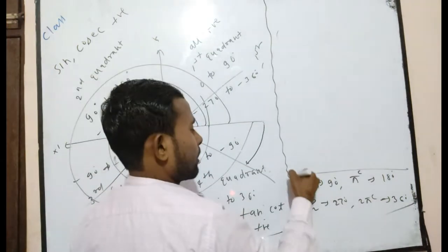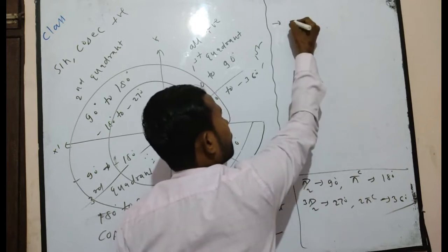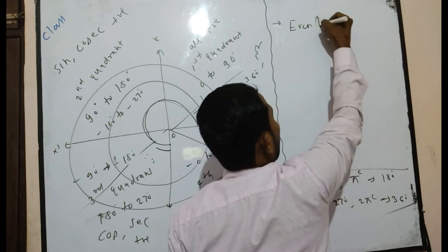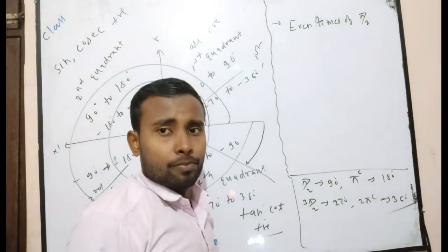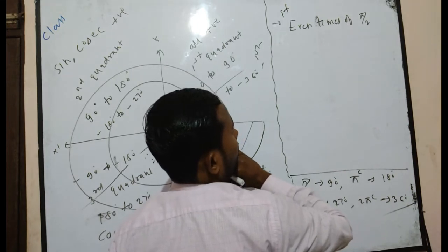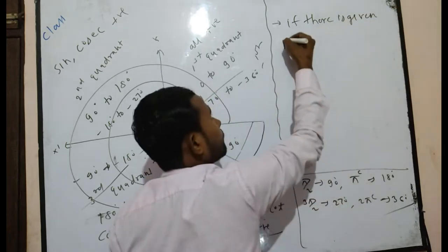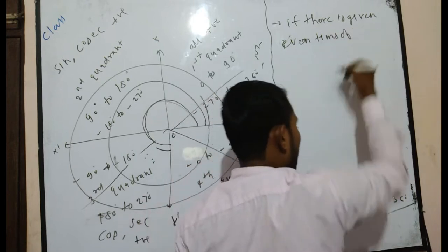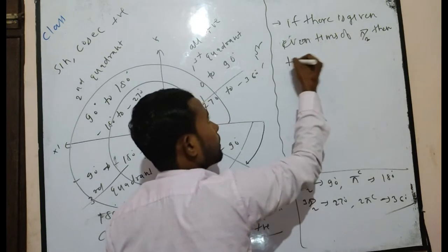First of all, I will give you some formula. You have to remember: if there is given even times of pi by 2, then take the same function.